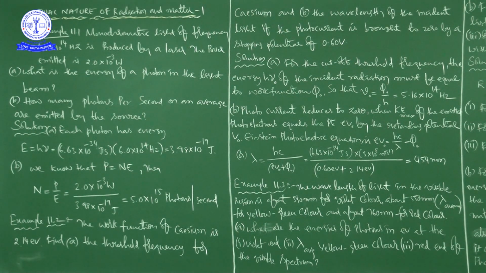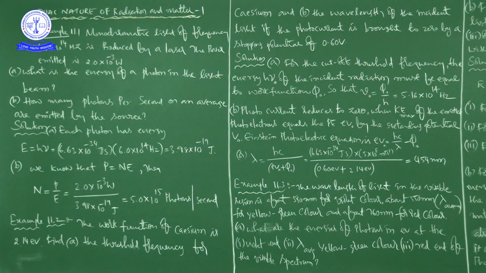With this class, we are going to start a new chapter to discuss numericals. The chapter name is Dual Nature of Radiation and Matter. It is the first class, so we start with example problems. Then we will go for exercise problems. Afterwards, we will go for additional exercise problems. Please concentrate.